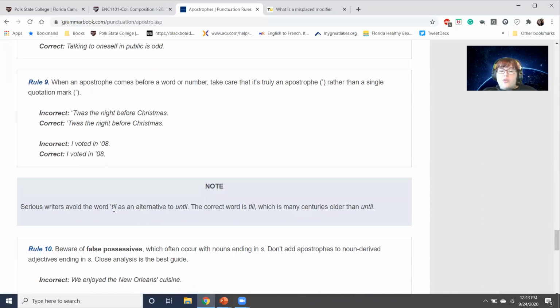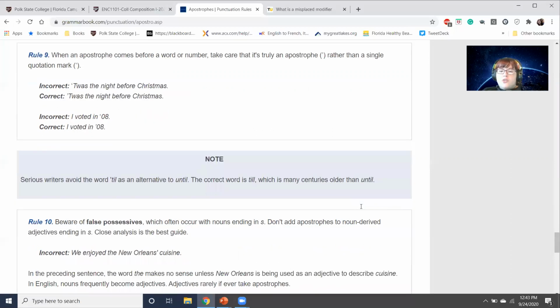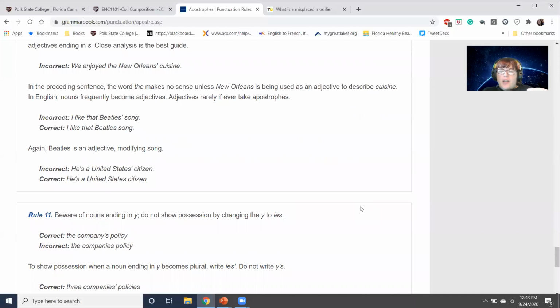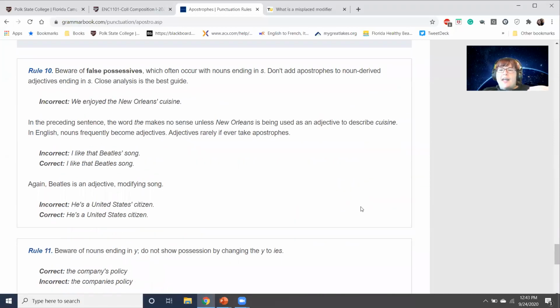Serious writers avoid the word till as an alternative to until. You want to make sure that you're doing it that way, and you do not use till. That means that you are tilling the ground, you're breaking up earth. You want to make sure you're using until when you're writing.